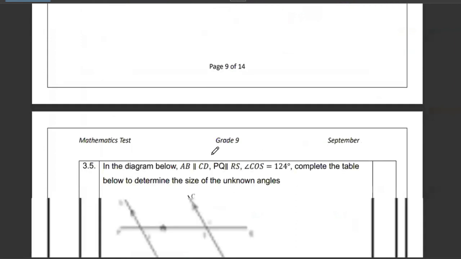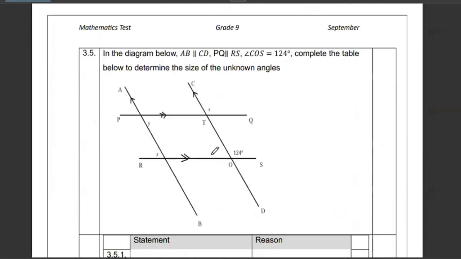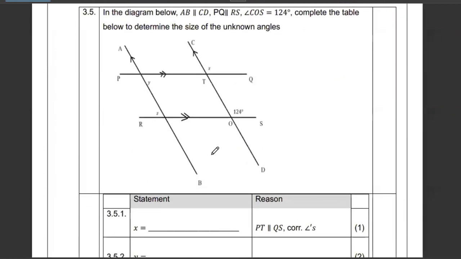All right, then we move on to question 3.5. We have a set of parallel lines, okay? And then they're telling us that COS is 124. Complete the table. What is X? So X is going to be the same as the 124 there because of the F that will be created there. Okay, so X is 124, corresponding angles.